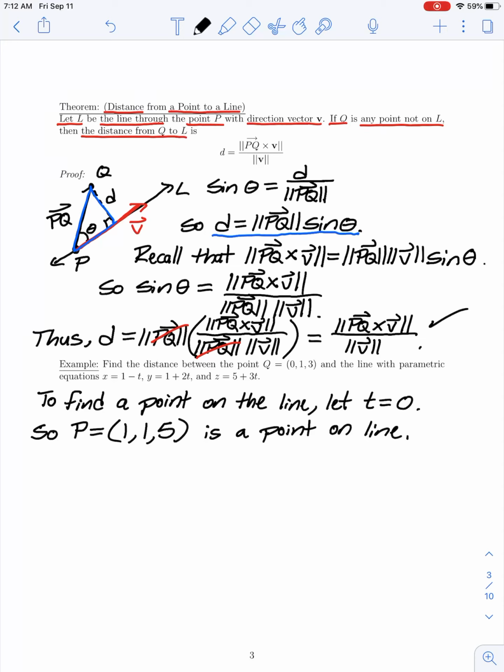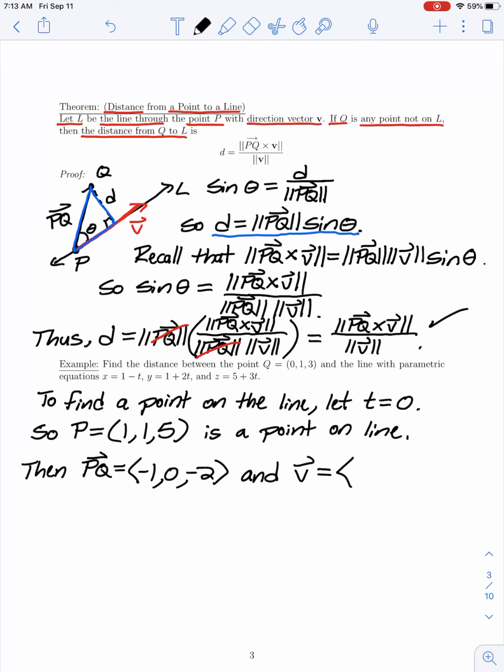So once I have that, I need to find a vector from point P to point Q. So here, the vector from point P to point Q would have components of, let's see, -1, 0, and -2. And I also need to find v, which would be a direction vector for my line.